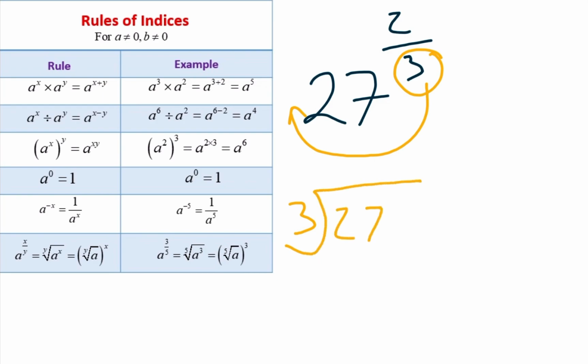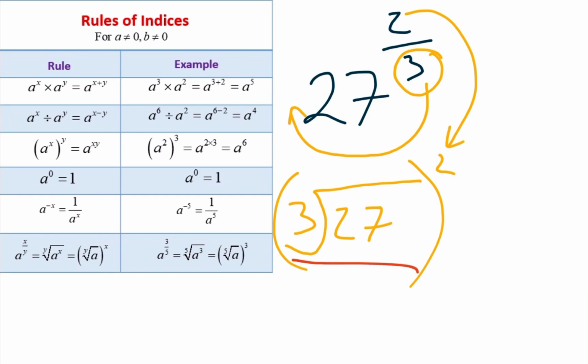The 27 goes inside the bracket, or inside the root as well. And then the 2 stays on the top. The more you practice this, the better. So what does this mean? It means what is the cube root of 27? Or what same 3 numbers multiply together to give me 27?